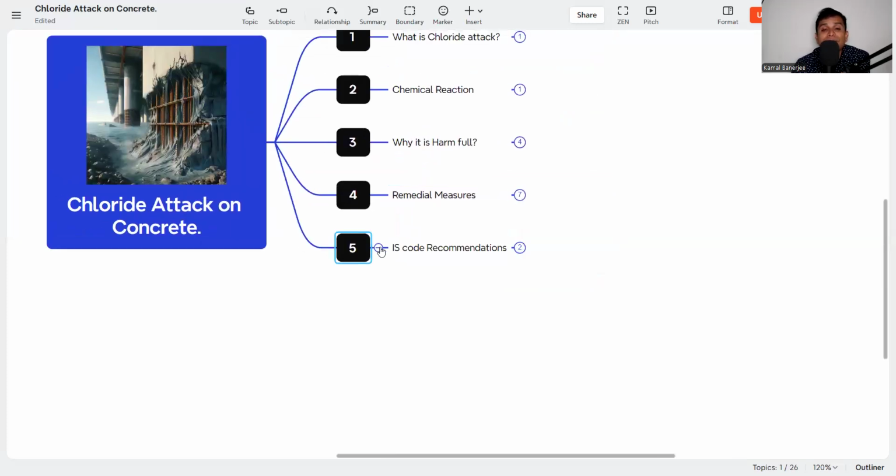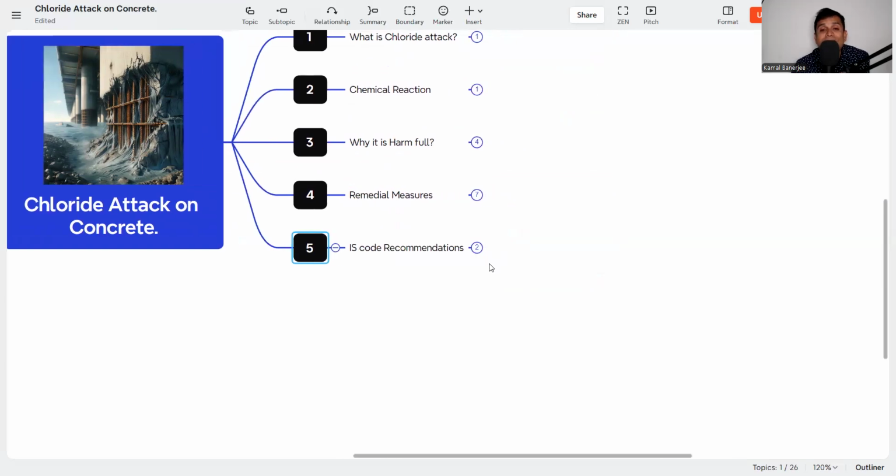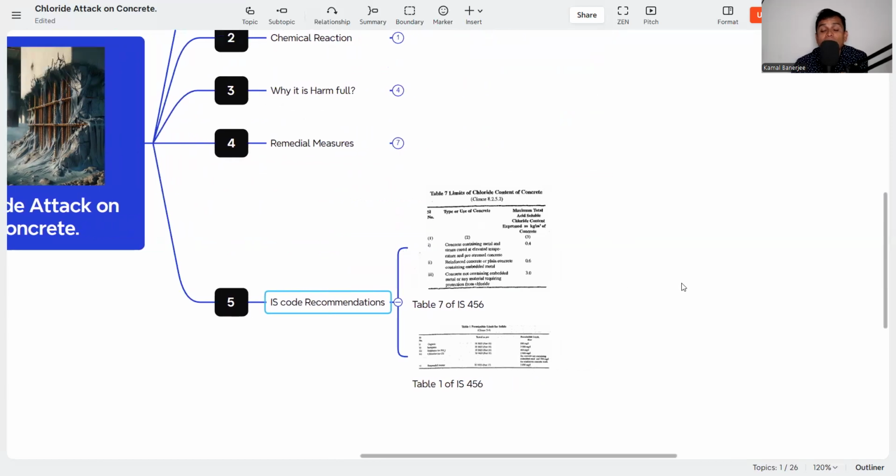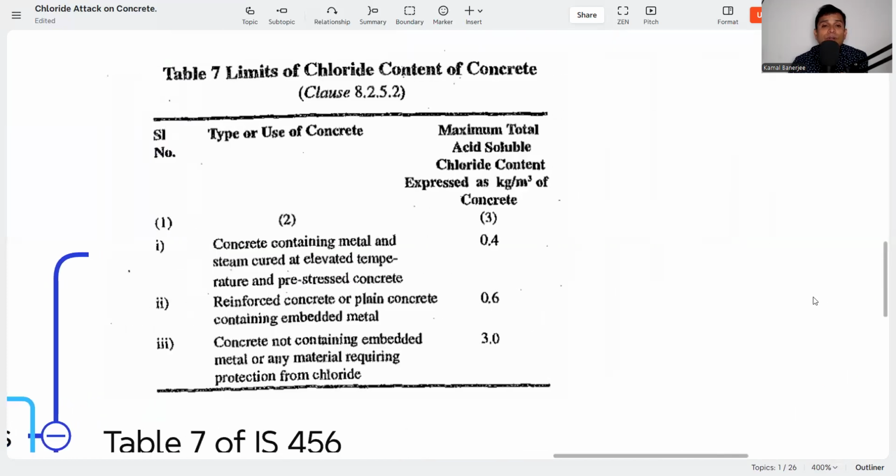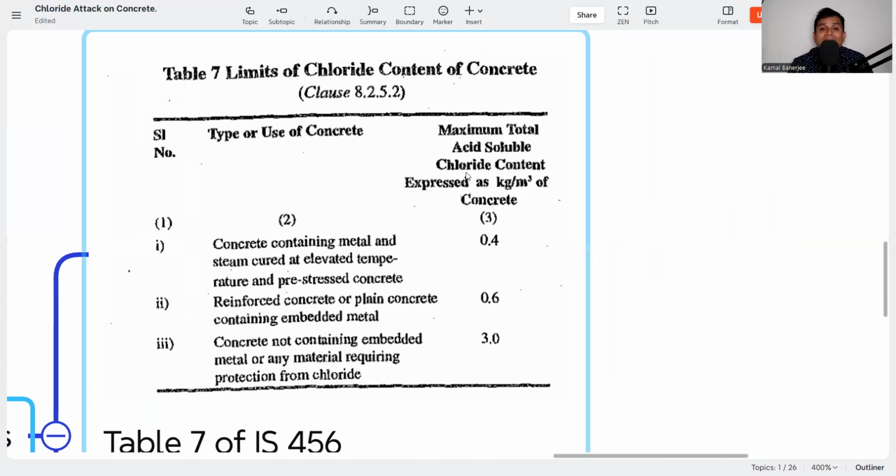Now we need to check the IS code recommendation: what is the maximum percentage of chloride permissible in the concrete or in the water. Let's see what Table 7 of IS 456 says. It gives the type or use of concrete and the maximum total acid-soluble chloride content, expressed in kg per cubic meter of concrete. First, concrete containing metal and steam cured at elevated temperature, and prestressed concrete: the maximum is 0.4.